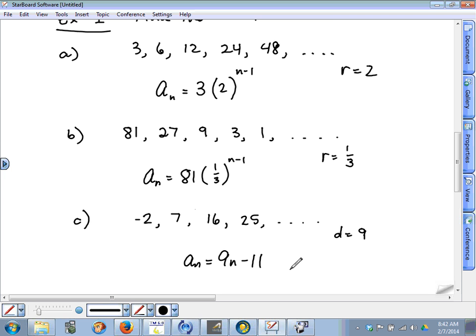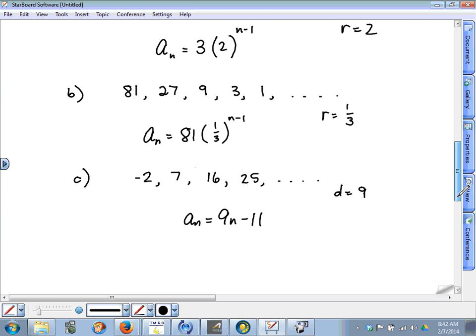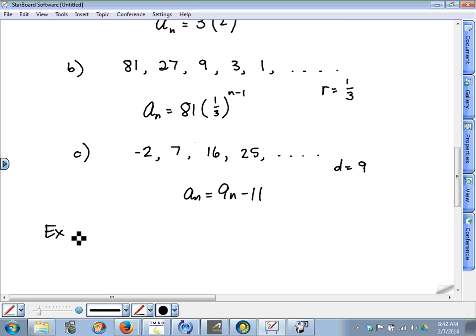Now, where did that minus 11 come from? Like the zero term. If there were a zero term, it would be the term in front of the first term, so it would be negative 11. That's kind of what we talked about last time. All right. Let's try example 2.